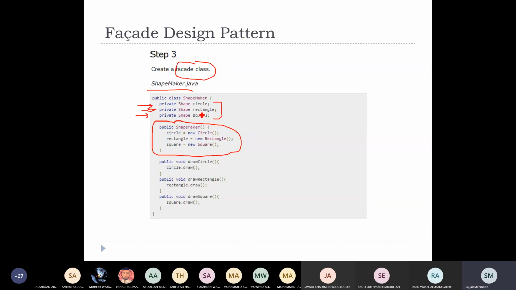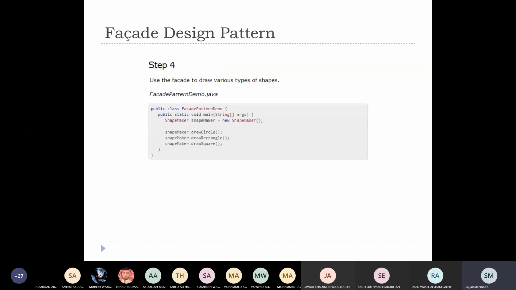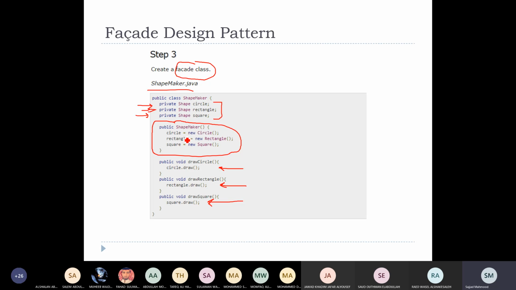You're basically creating objects of your circles, squares, and rectangles. And then you have these methods which allow you to draw circles, draw rectangles, and draw squares. And when it comes to the demo class, the class which is outside your subsystem, it goes on and creates an object of the shape maker. And as a result, when it creates an object of the shape maker, you create an object of the rectangles, circles, and squares, right?